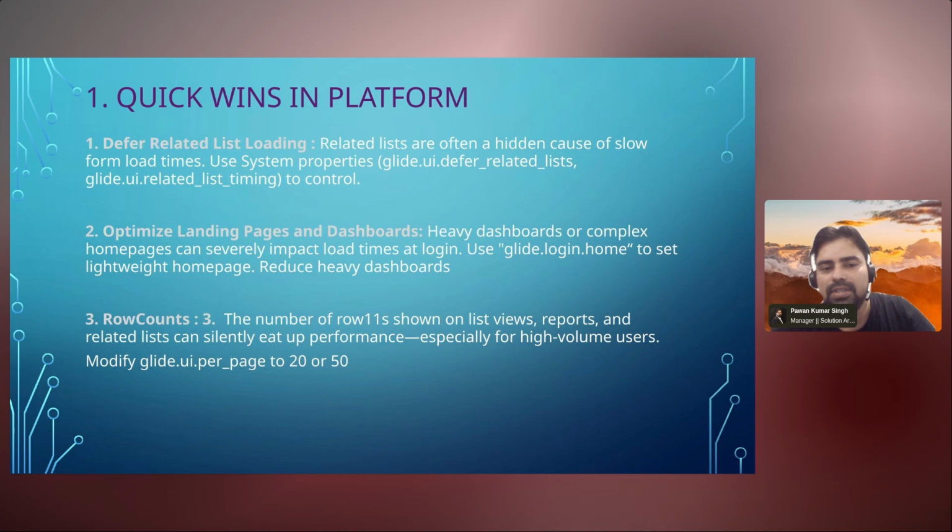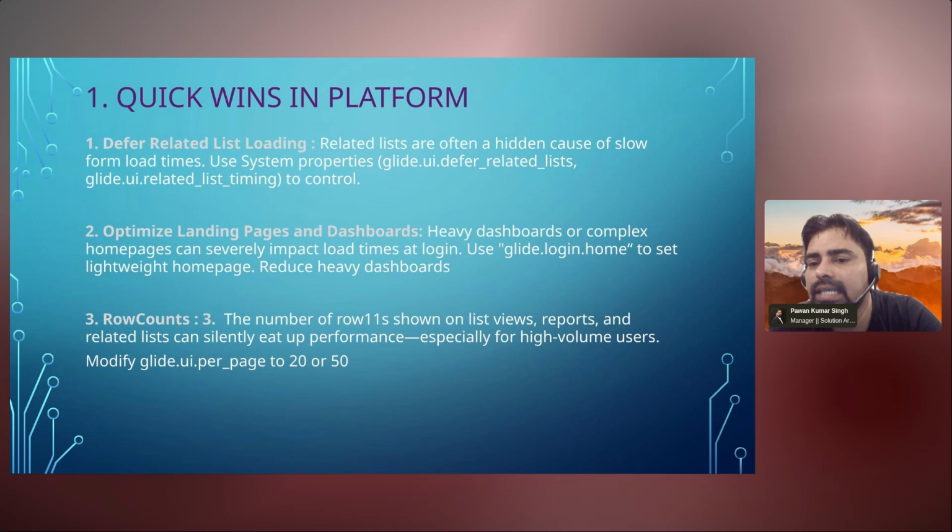One of the system properties that we talk about is glide.ui.defer_data_list. That's point number one here. It is a true and false setting. Once you make it true, there is another setting called glide.ui.related_list_timing. Here we can set the timing of a form load. For example, it can be set to on demand or deferred related list.